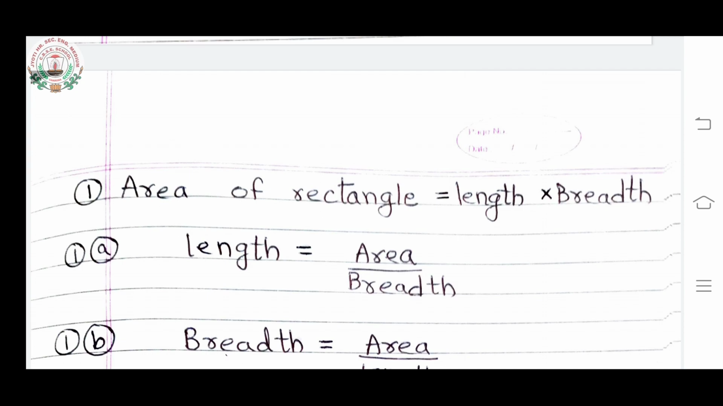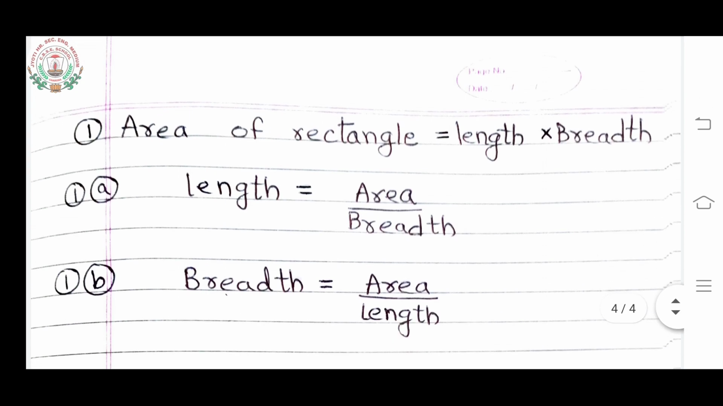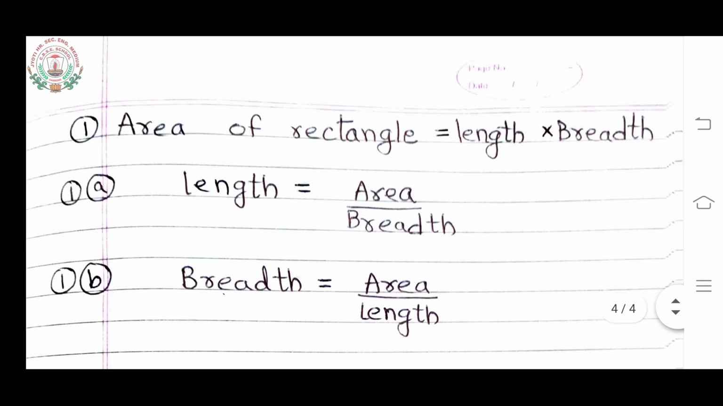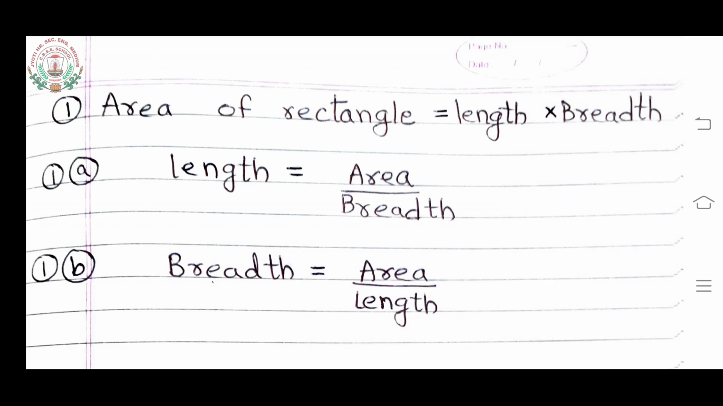Area of rectangle is equals to length into breadth, and if area is given and length is given, then breadth will be equal to area divided by length, and if length is asked to find, area divided by breadth will be the formula for length. So in this way, from the same formula, 3 formulas will be created. So you just learn these 3 formulas. A formula of area of rectangle, then length formula when area and breadth are given, then breadth formula when area and length are given. Clear?